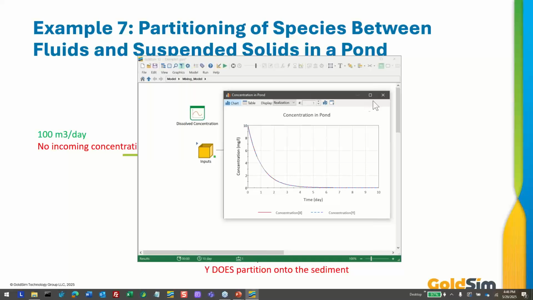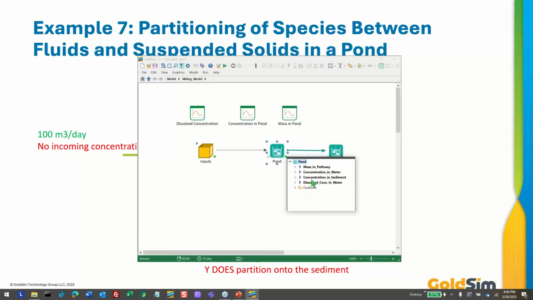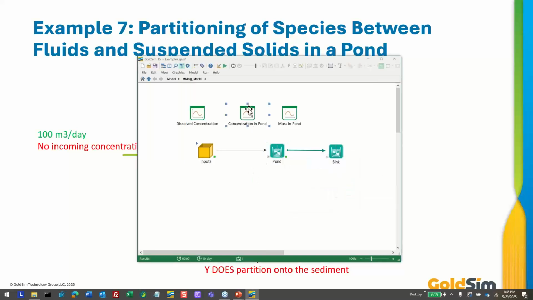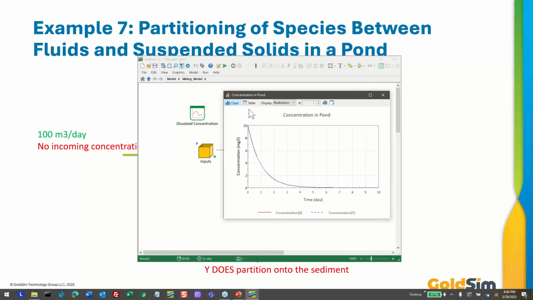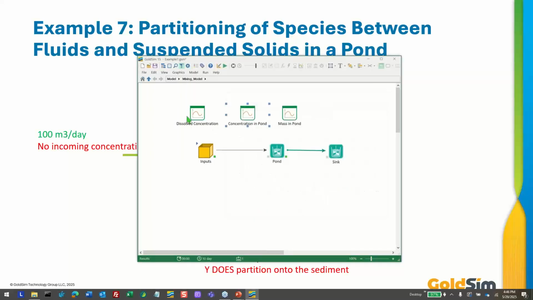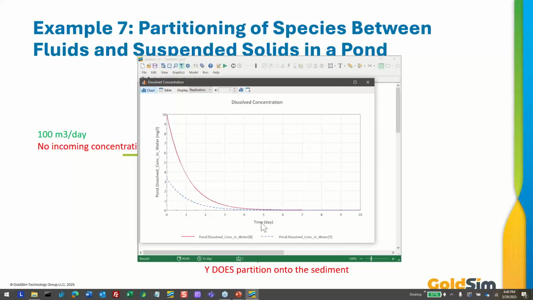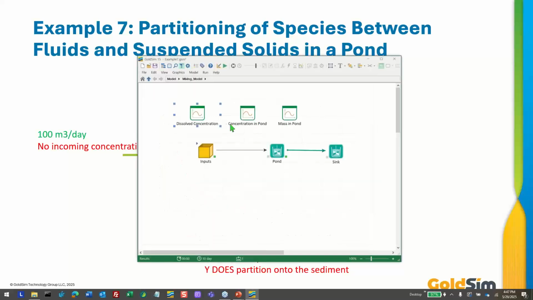So GoldSim will actually calculate, in this case, if we look at the outputs, two concentrations in water. It says, what is the concentration in water and what is the dissolved concentration in water? The concentration in water is the effective concentration in water. This means this is the concentration including the suspended solids. I can also just look at the dissolved concentration in water, and now we see that there's a difference, right? But we don't really care about the dissolved concentration because all of the sediments are moving, the suspended sediments are moving with the water, right?